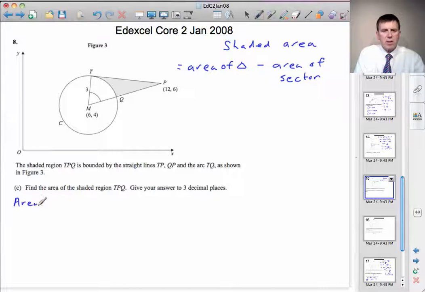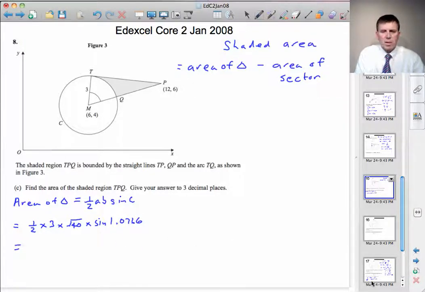So area of triangle is a half ab sin C. And all that means is a half one side times another side times the sine of the angle in between them. So in this case, that's going to be a half multiplied by 3 multiplied by root 40, which we found in the last part of the question, multiplied by the sine of 1.0766 radians.